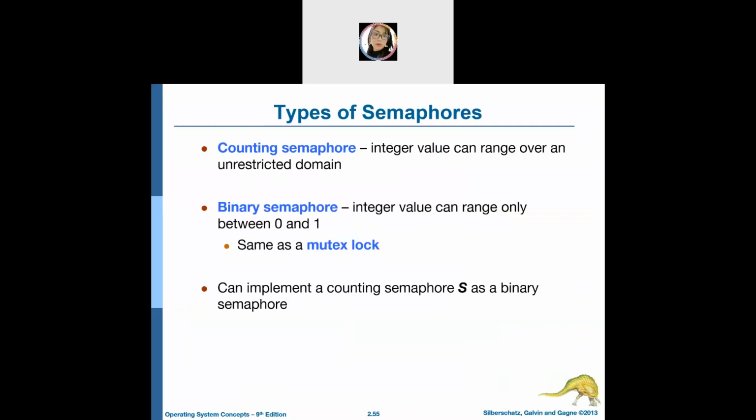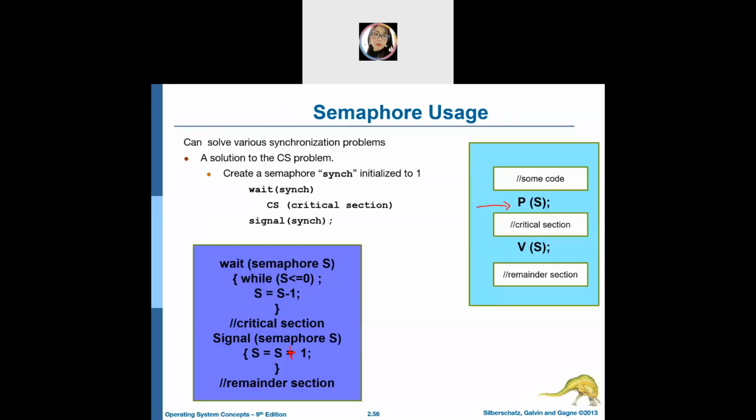You have several types of semaphore: counting semaphore and binary semaphore, which is similar to a mutex. For a counting semaphore, the integer value can range over an unrestricted domain. You can also implement a counting semaphore as a binary semaphore. So this is under semaphore usage, where and how you are going to apply your semaphore.